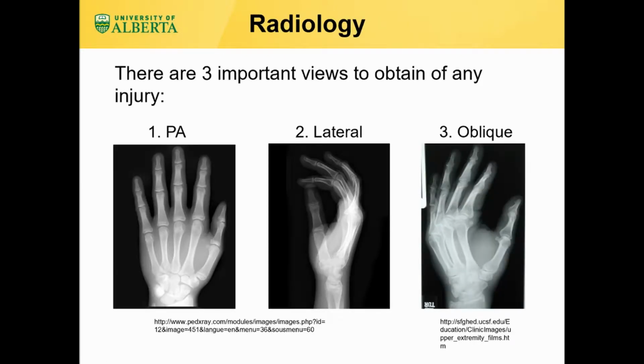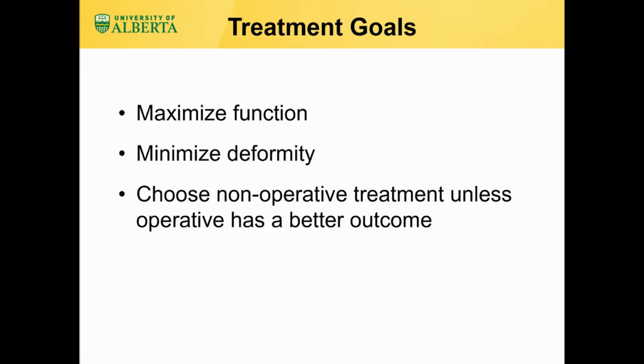Obtain both pre- and post-reduction x-rays from the PA, lateral, and oblique views to get a clear view of the injury and the reduction. Clear treatment goals are very important when approaching a hand fracture of any sort. Maximizing function and minimizing deformity will improve the patient's quality of life. Similarly, to avoid surgical complications and risks, only choose operative treatment if its outcome is better than that of non-operative treatment.